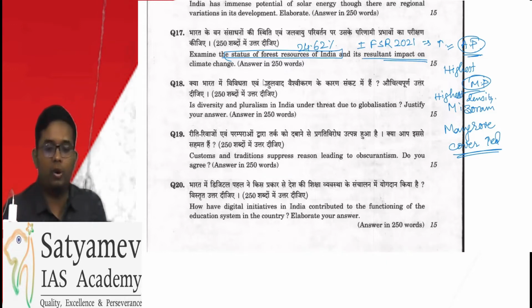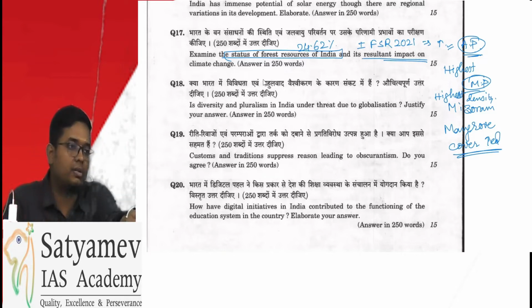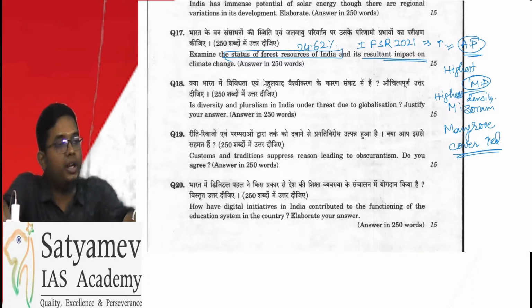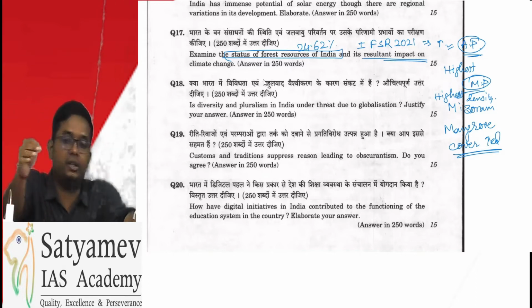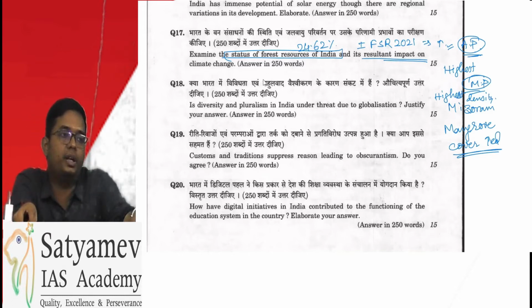And then you are going to talk about what? Its resultant impact on climate change. Examining the status of forest resources of India, we have to talk about the problems and concerns with respect to the forest resources of India. The man-animal conflict, the increased deforestation, these things have to be talked about. Increased incidences of desertification, and after that you will have the resultant impact on climate change.